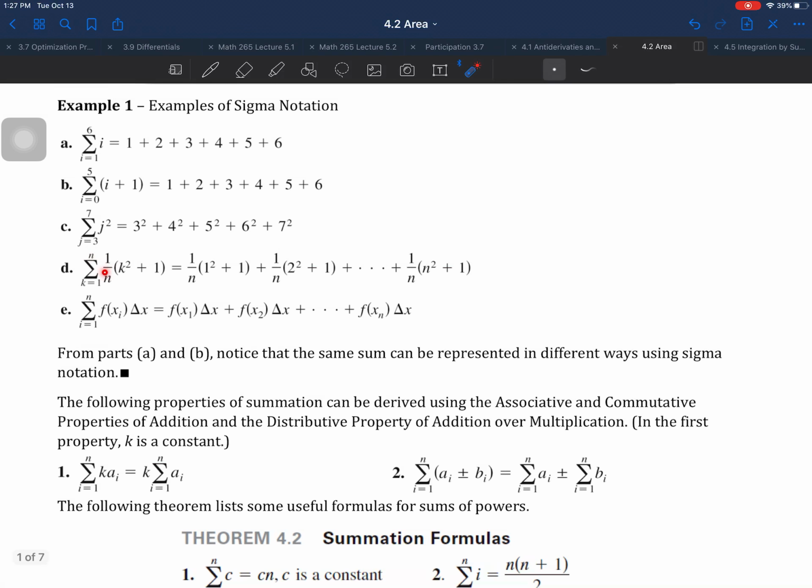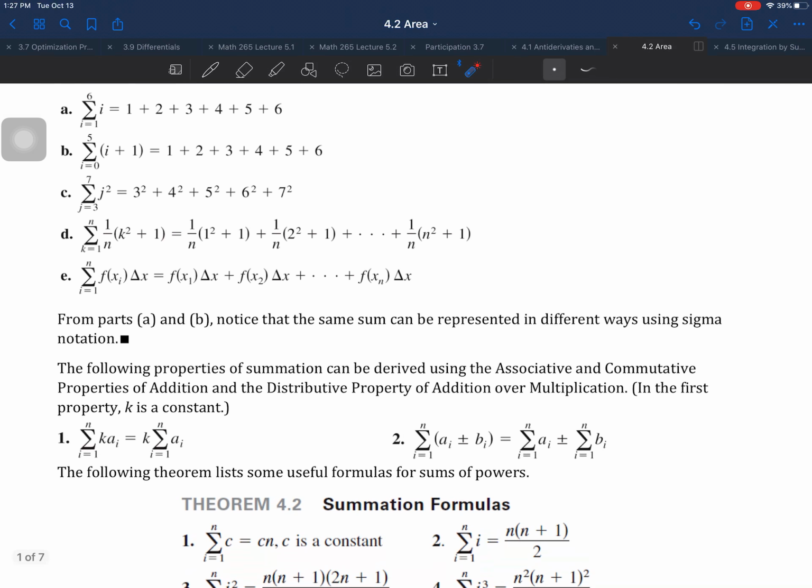Now in this example, we can see that we're getting more variables, and we're making this a little more complex. But 1 over n is not the index. In fact, in this case we can consider this as not depending on the summation. We can actually even factor this out if we want to. Anyways, we'll see that sometime later on.